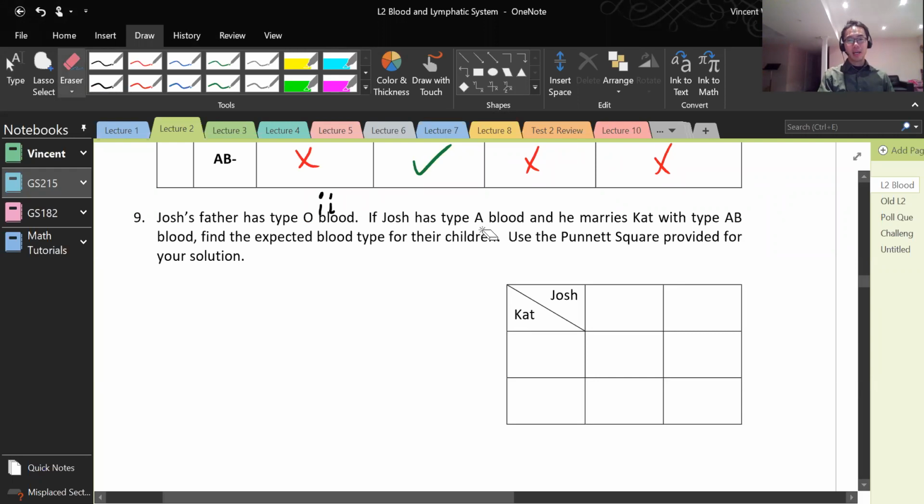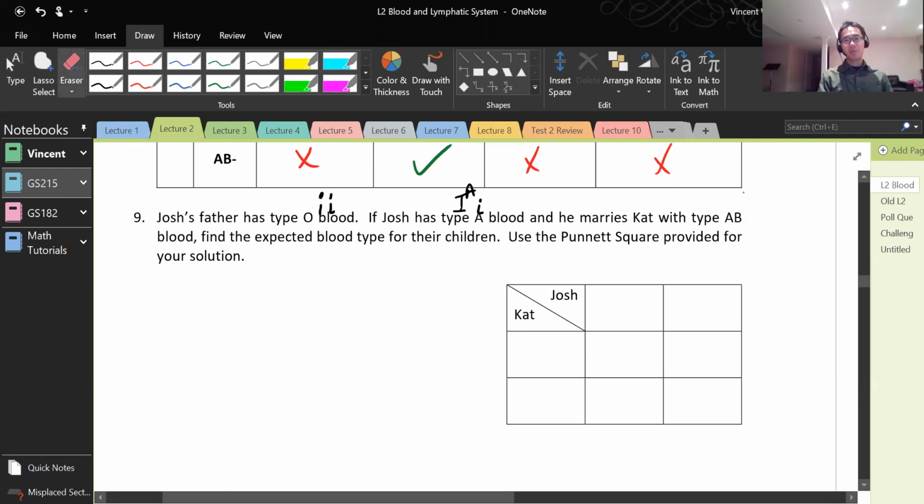Josh has type A blood, okay? So type A blood is a little bit tricky. Is it IAIA or is it IA little i, right? We normally cannot tell unless we know their family history. And in this case, yeah, we do know, because the father is type O. So the only thing the father can pass on is a small i. So Josh must have got the A from his mother, and he has to inherit the small i from the father, right? It's guaranteed.